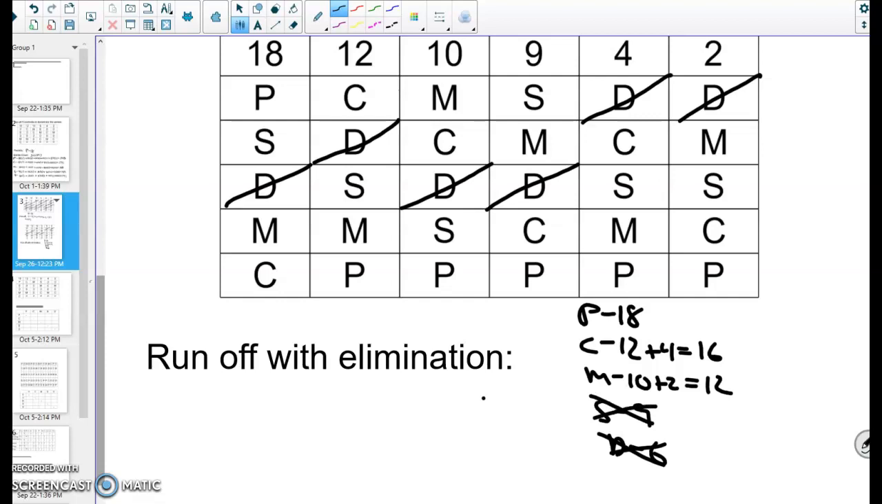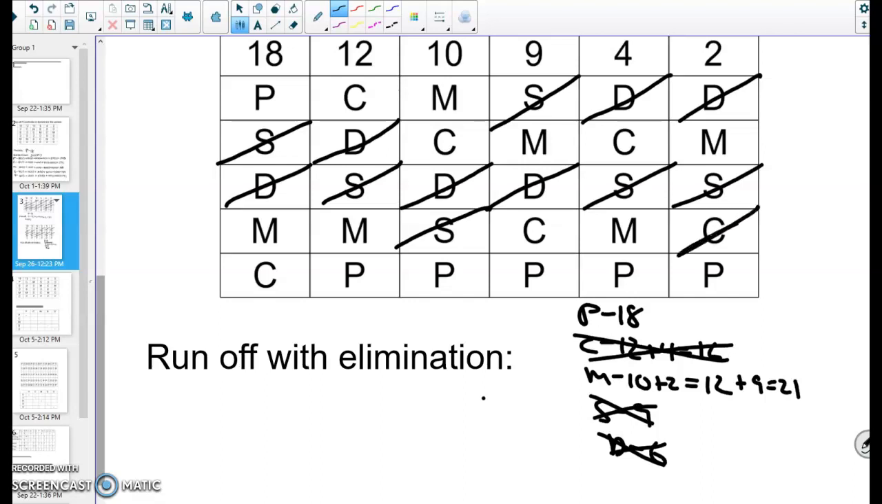Now, S has the fewest first place votes. So S goes away. These 9 votes go to M. So 9 is at 21. Now I need to reevaluate. These 16 votes go away. Coke goes away. Now, what I need to do here is these votes that went to Coke, those 4, now go to Mountain Dew.